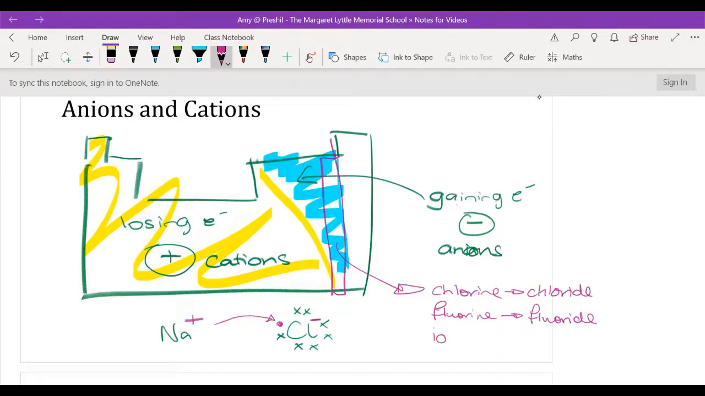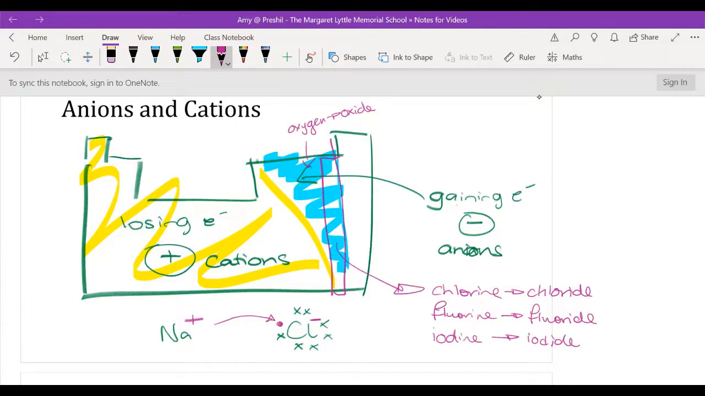You get 0 points for knowing that iodine becomes the iodide ion. Similarly, oxygen becomes oxide.